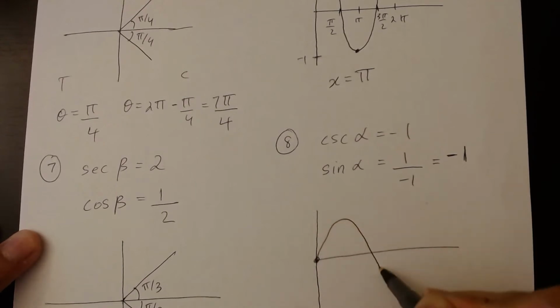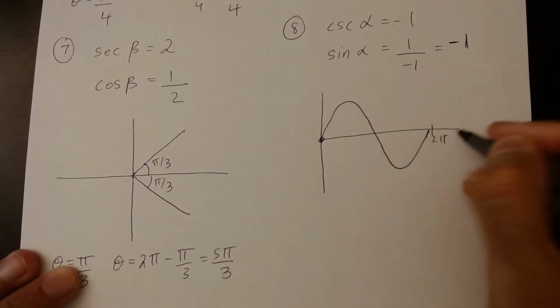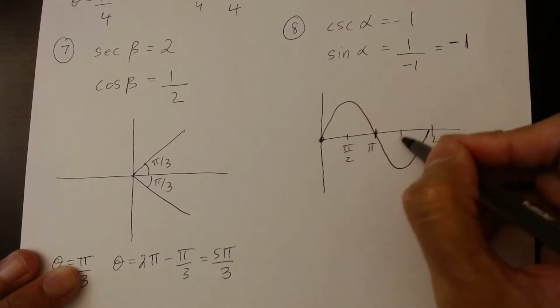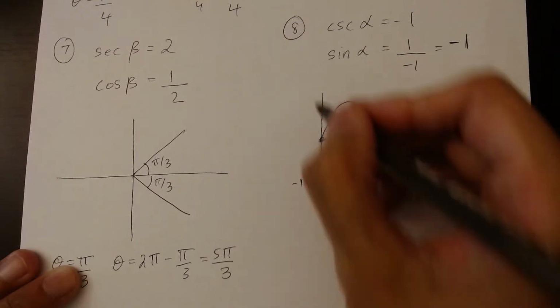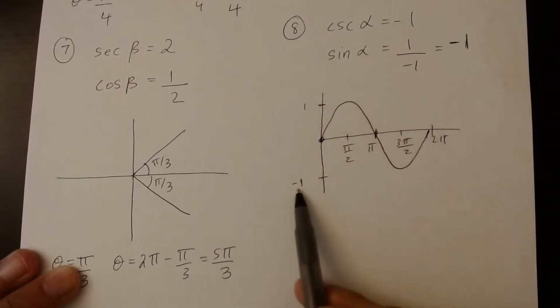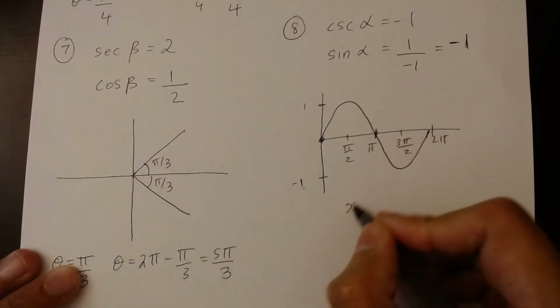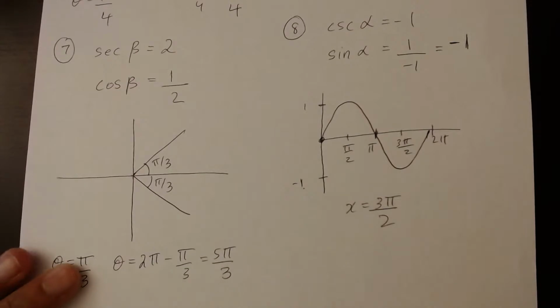This is what a sine graph looks like. That's 2 pi, that's pi over 2, and that's 3 pi over 2, negative 1, positive 1. We know that when sine x is negative 1, x is just 3 pi over 2.